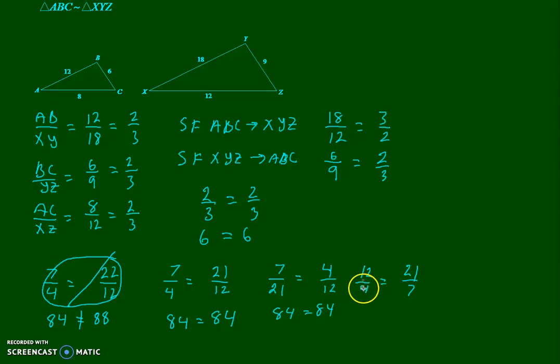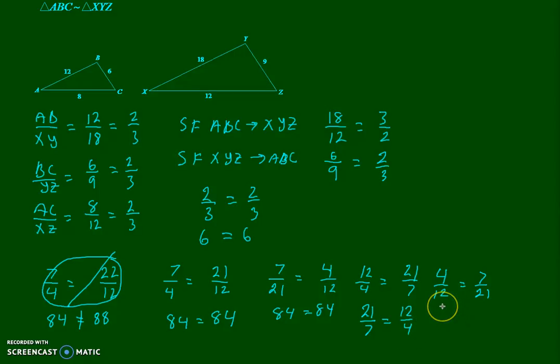I can flip them top to bottom. I can say 4 is to 12 as 7 is to 21, and I still maintain that equality of cross products, and I can swap them from side to side. I can say 21 is to 7 as 12 is to 4.